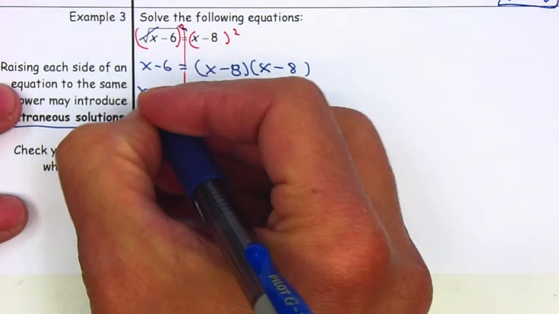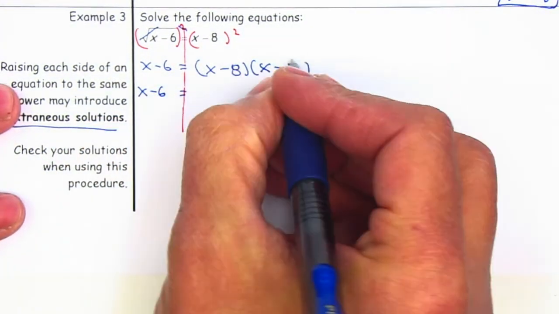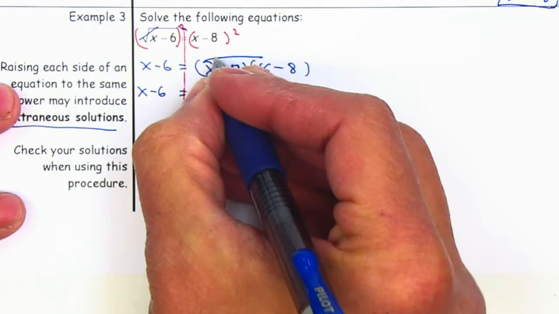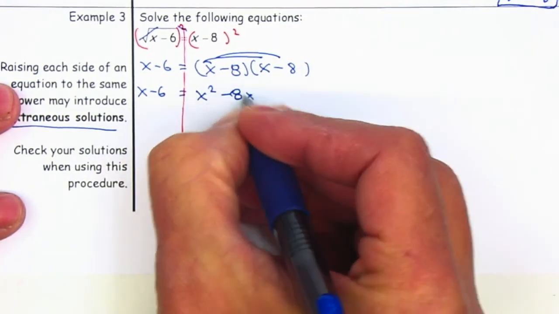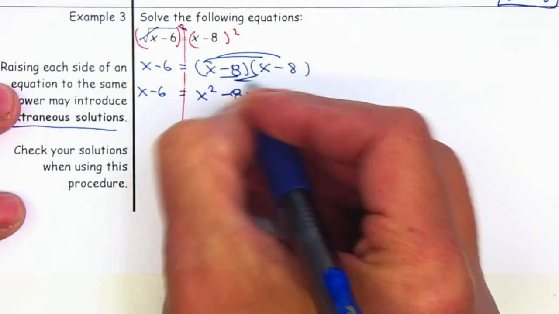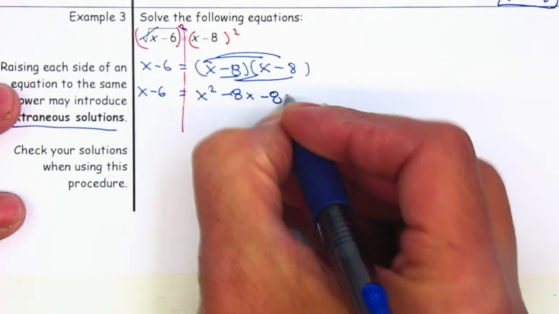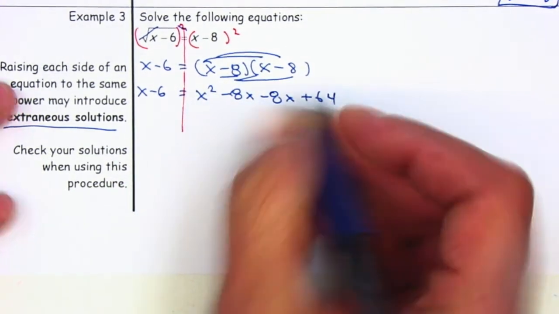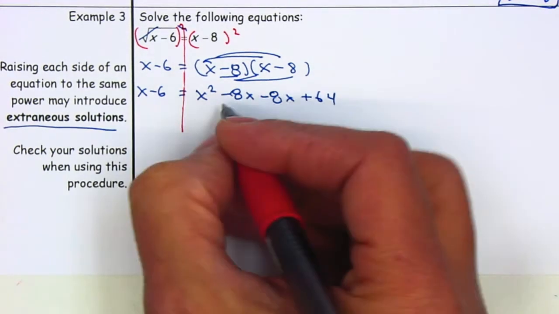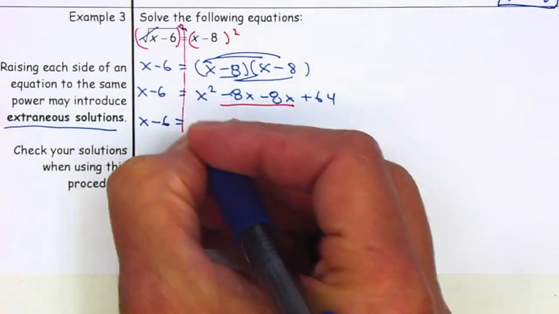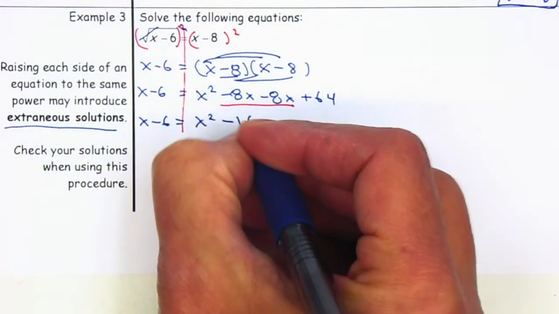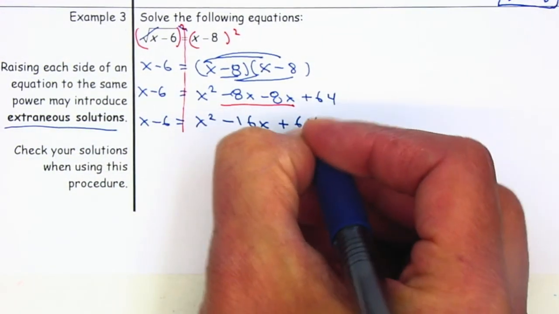Therefore, we have x minus 6. We're going to FOIL this out. So distribute the x to each one of them. Gives me x squared minus 8x. Distribute the negative 8 to each one of them. Negative 8x plus 64. I'm going to combine like terms. That'll give me x minus 6 is equal to x squared minus 16x plus 64.